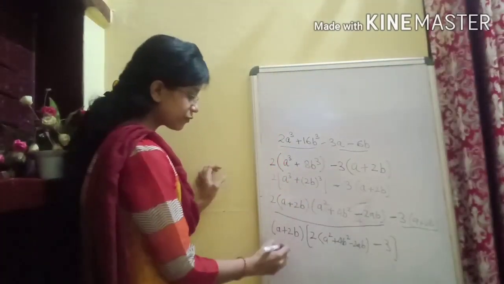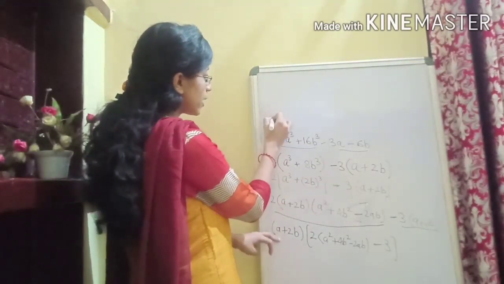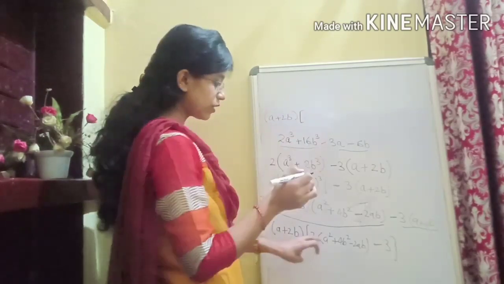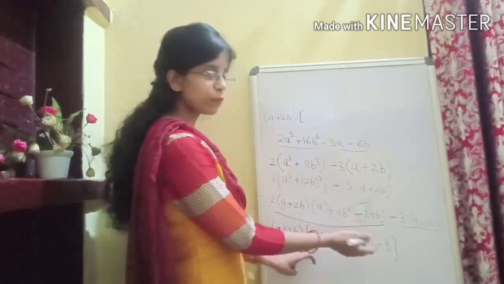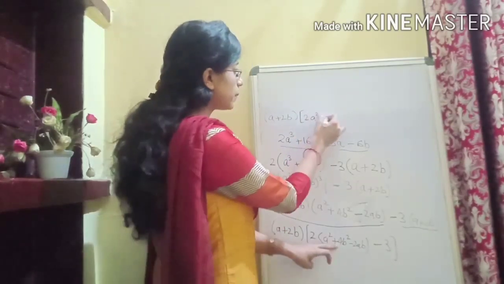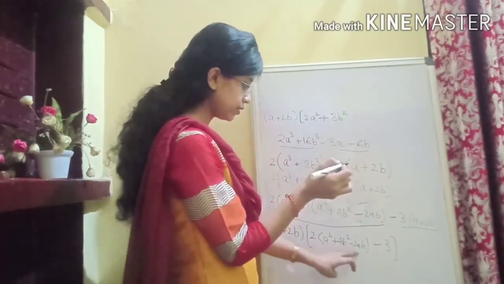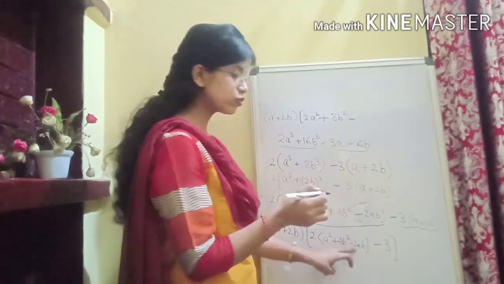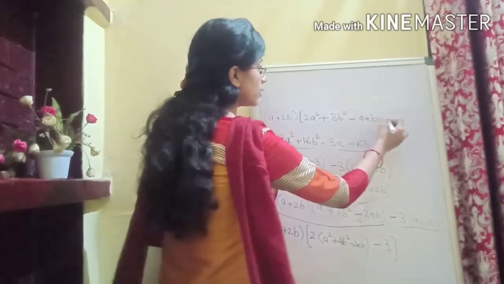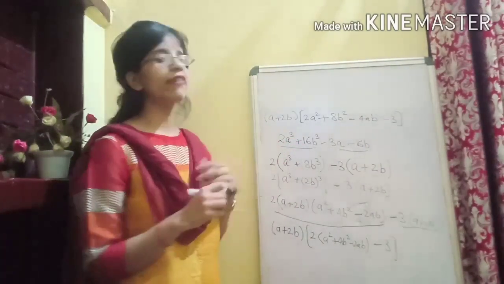Now you just have to simplify. If I write it here, that would be a plus 2b as it is. Then we have this bracket. When you multiply, just open the bracket, it will be 2a square, then plus 8b square, then minus 2 into 2 will give you 4ab, and minus 3. So this is your answer, and that's how we factorize the question.